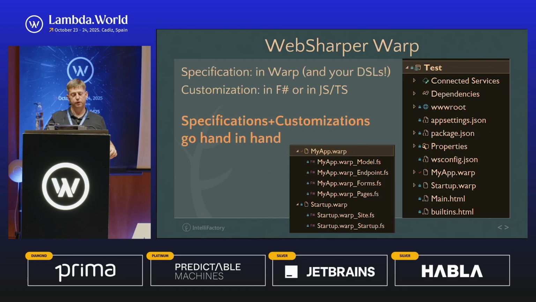So we talked about the WebSharper Warp plugin. This is in Visual Studio. We believe that the specification will happen using Warp or your own DSLs, and you have the capability to define these DSLs. And then you customize the generated code in F# or in JavaScript or TypeScript in our case. These specifications and customizations go hand in hand, they live together. But the source is the spec, and your updates together make up the application.